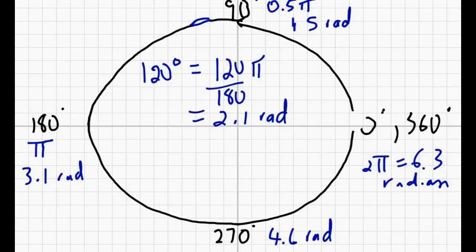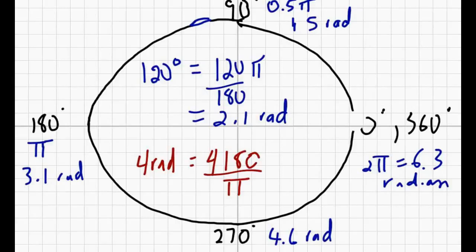If I said what is 4 radians, you could always convert by just doing the opposite. We did 120 divided by 180, so to go the other way, you'd go 4 times 180, and then you divide by pi instead of timesing by pi. So 4 radians works out to about 230 degrees, roughly. I didn't calculate it exactly, but it's somewhere in that neighborhood. You can see that makes sense too, because 230 would be right about in the middle, so 4 is kind of halfway between 3.1 and 4.6.